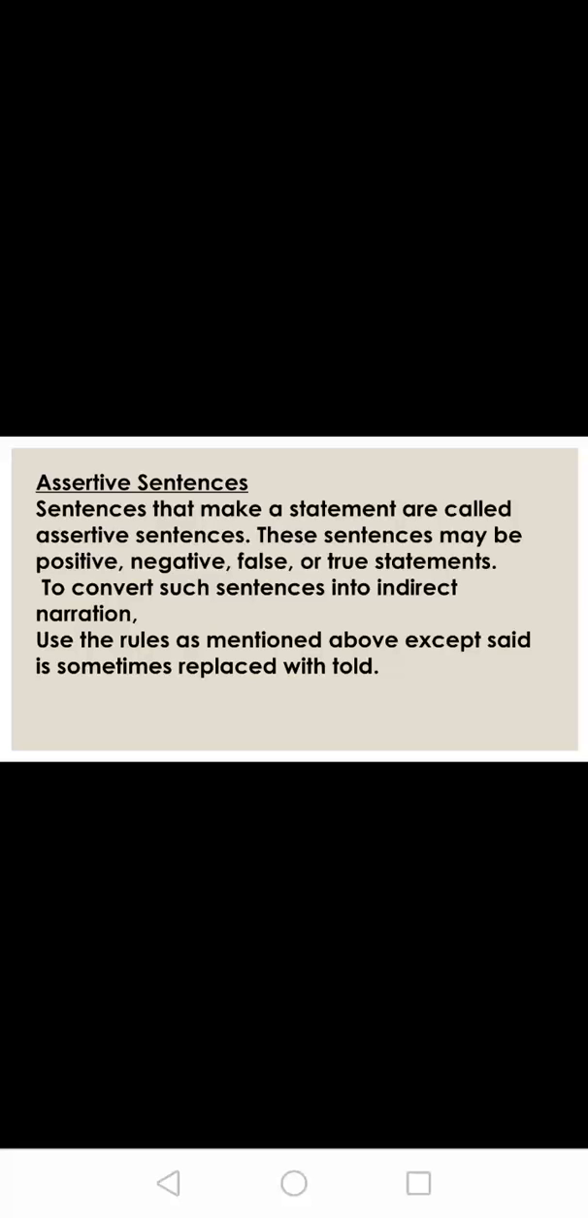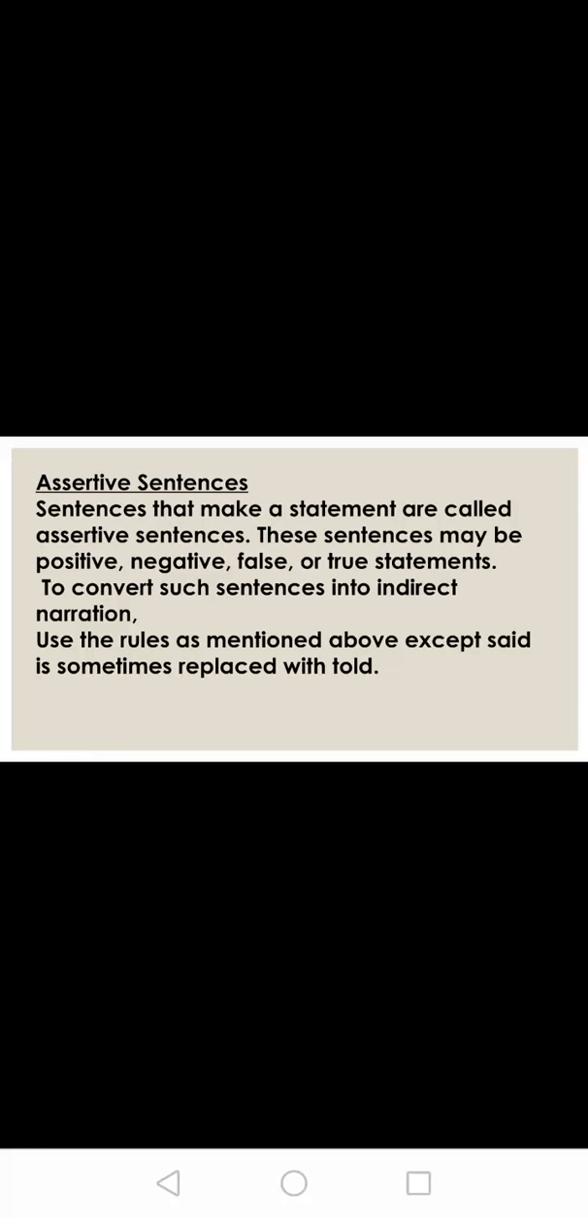First of all, what is an assertive sentence? Sentences that make a statement are called assertive sentences. These sentences may be positive, negative, false, or true statements. To convert such sentences into indirect narration, use the rules as mentioned above, except said is sometimes replaced with told.